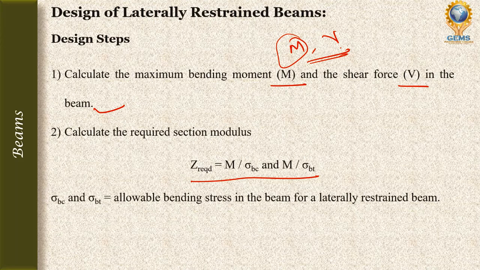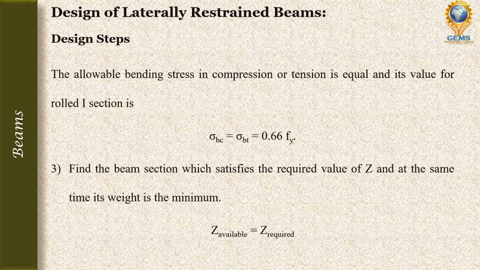So we know sigma BC and sigma BT. So what is the allowable? For laterally restrained beams, sigma BC is equal to sigma BT, so their value is 0.66 Fy. This is the allowable bending stress in a laterally restrained beam. After we find the required section modulus, we have to choose the beam section which satisfies the required value of Z.